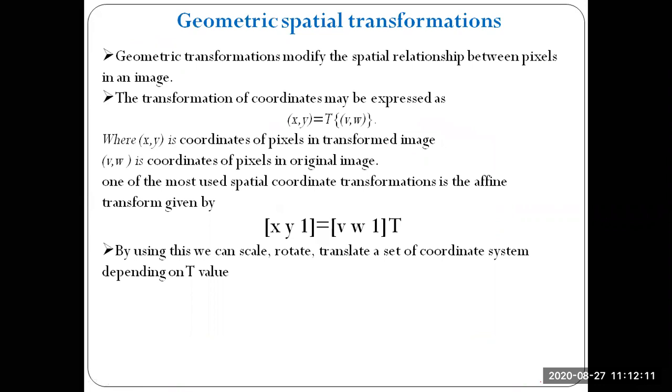Next one is geometrical. Geometric is also very simple and easy to understand. The expression is: your input is (v, w), the output is (x, y), and your operation is T. The matrix version is: one is the output matrix (x, y), (v, w, 1) is the input matrix, and T is your operation.